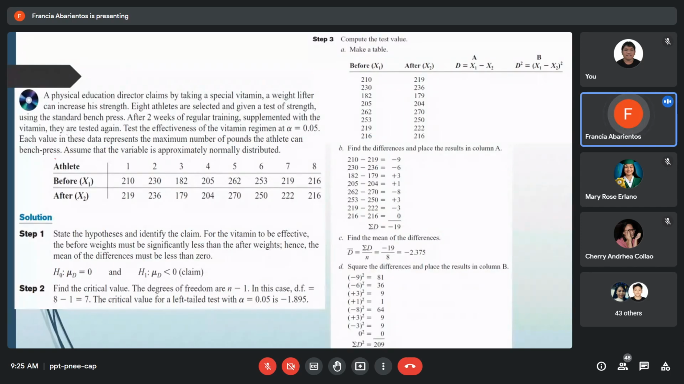Ito, class, this is a basic example of dependent samples because this is now the before and after. This is a physical education director claims by taking special vitamin, a weightlifter can increase his strength. 8 athletes are selected to give a test of strength. This is the standard bench press. After 2 weeks of regular training supplemented with the vitamin, they are tested again. So we need to test the effectiveness of the vitamin at given alpha 0.05.